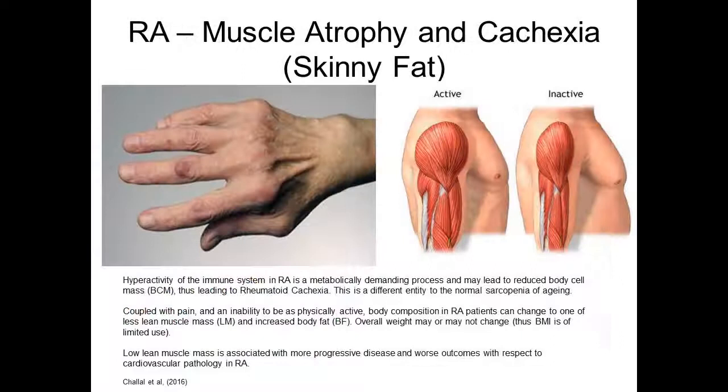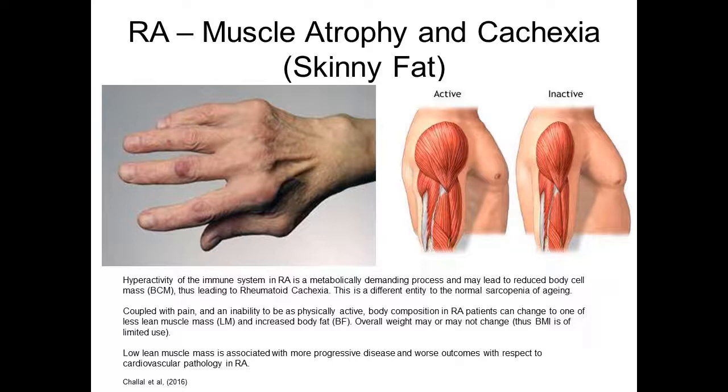Other features of rheumatoid arthritis, if we look outside the joint, are muscle atrophy and cachexia, which we call in lay terms skinny fat. Hyperactivity of the immune system in rheumatoid arthritis is a metabolically demanding process and may lead to reduced body cell mass, BCM, thus leading to rheumatoid cachexia. This is a different entity to the normal sarcopenia of ageing. As we age, sarcopenia is normal, whereby you lose muscle mass, but here it happens as a direct result of the hyperactivity of the immune system in rheumatoid arthritis.